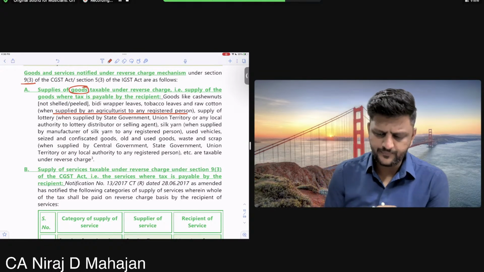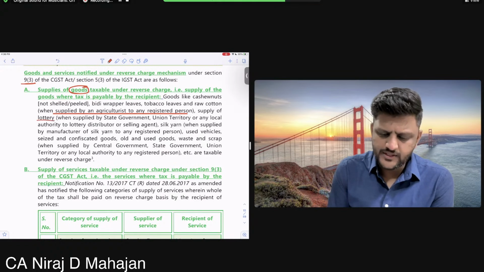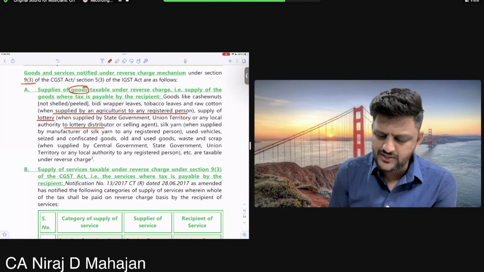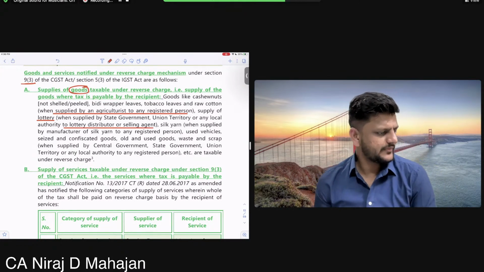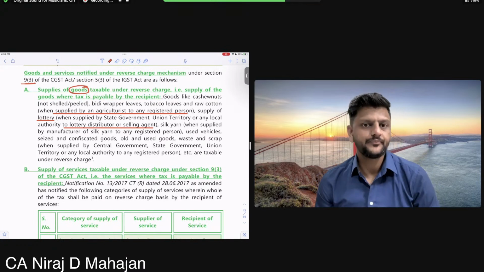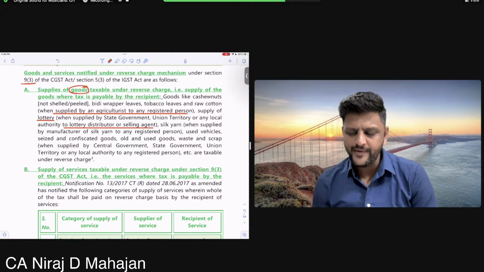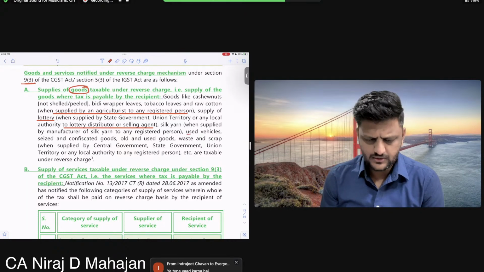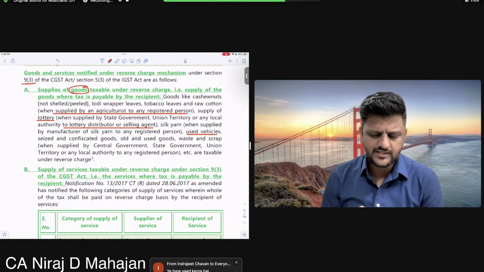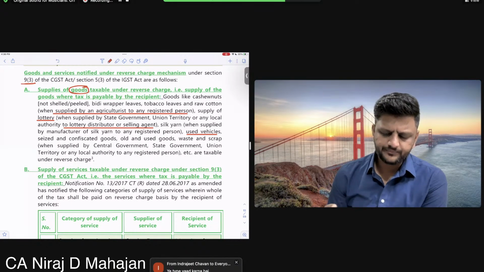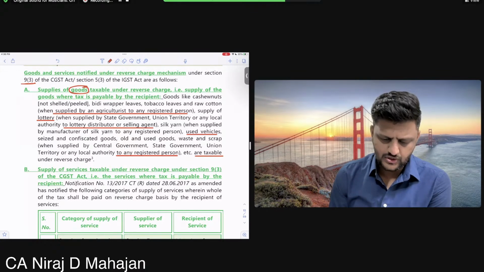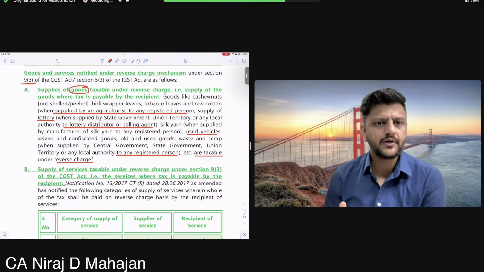Supply of lottery, when supplied by state government, union territory or any local authority to a lottery distributor or selling agent. Supply of lottery tickets. Silk yarn, when supplied by a manufacturer of silk yarn to any registered person. Used vehicles, seized or confiscated goods, old and used goods, waste and scrap, when supplied by government to any registered person, are all taxable under reverse charge.